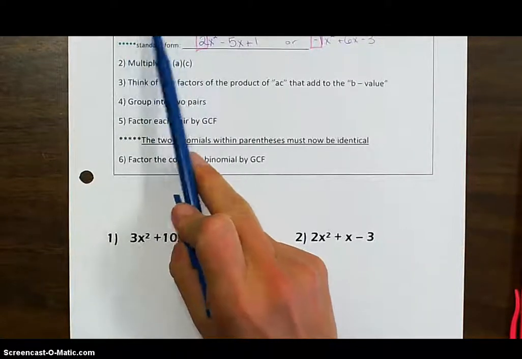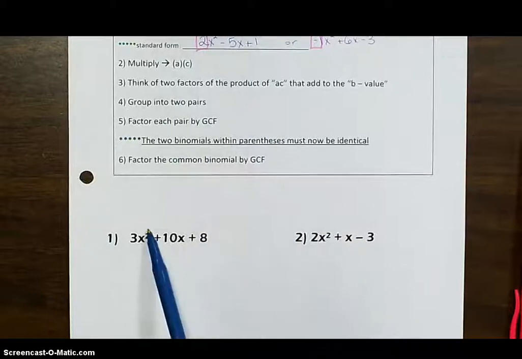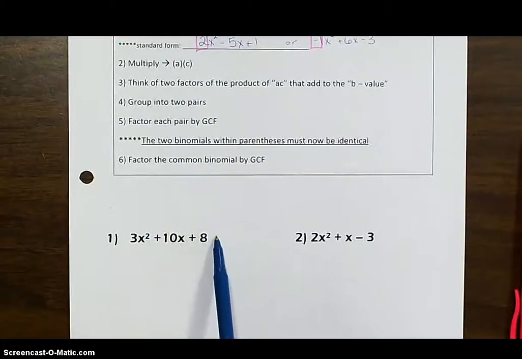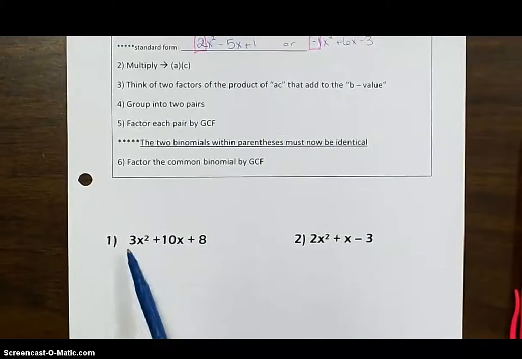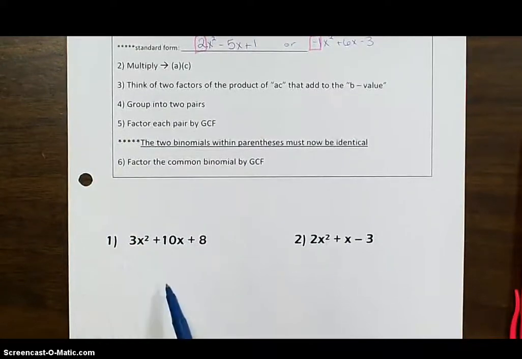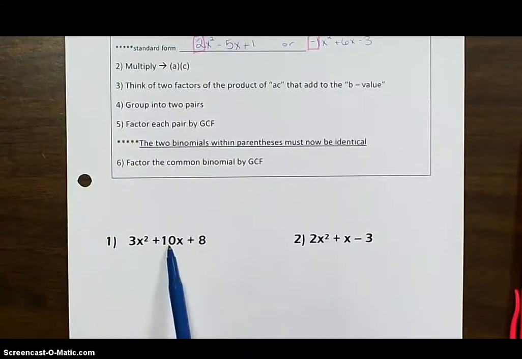Step number 1, make sure the expression is in standard form. So remember, standard form is highest power, lower power, no power for your variables. So this is in standard form. Now, since my A value here is not a 1, I cannot use regular trinomial factoring. It doesn't work. And I take a look, there's no GCF. So I'm going to have to use factor by grouping.